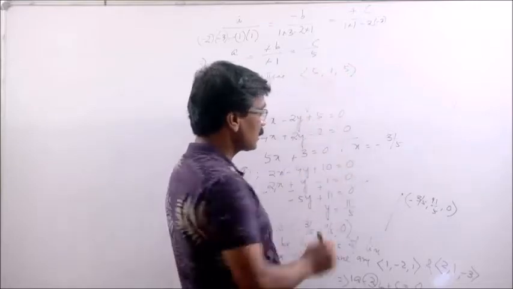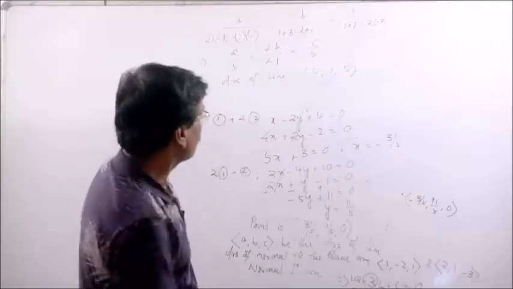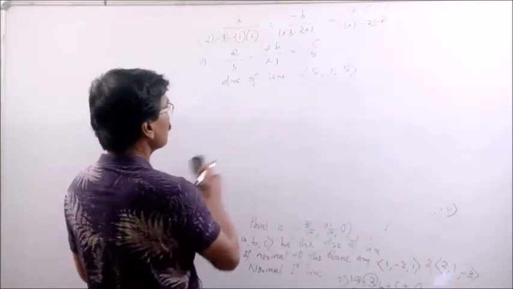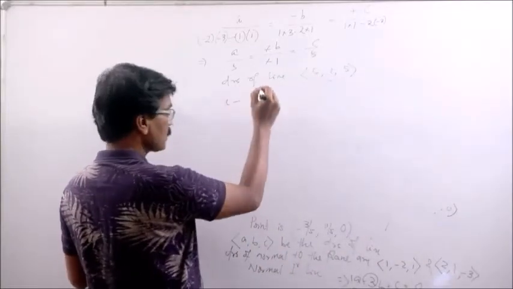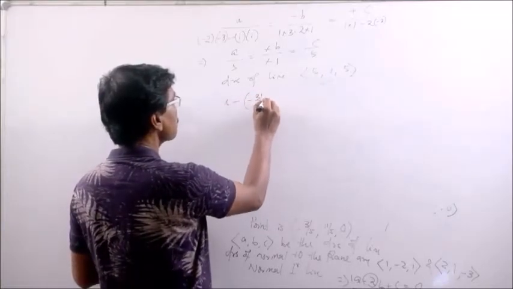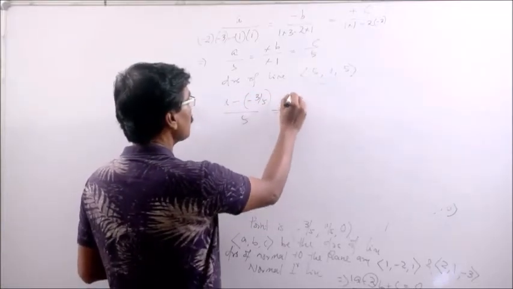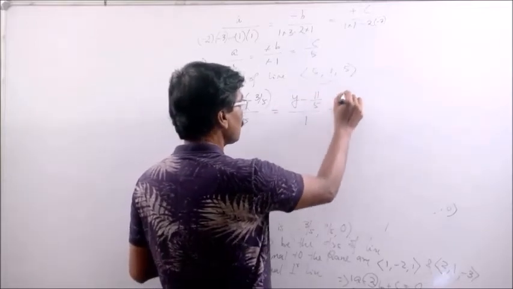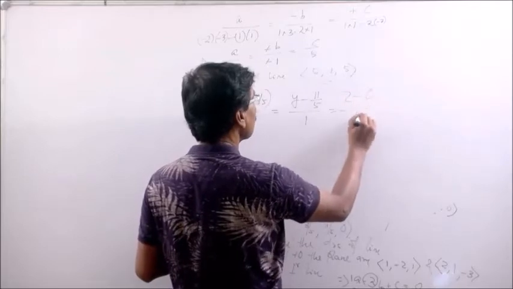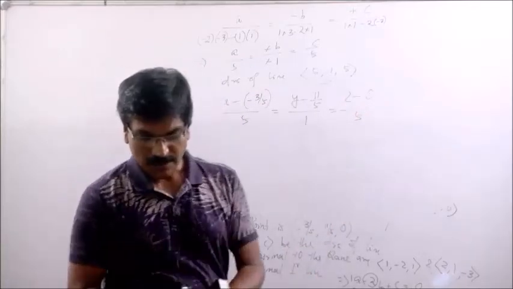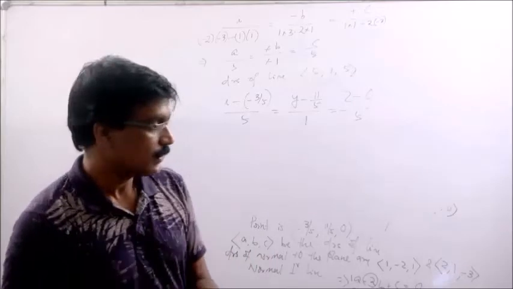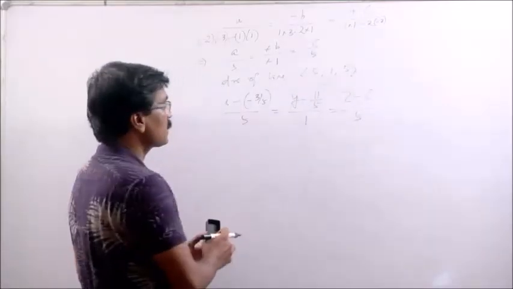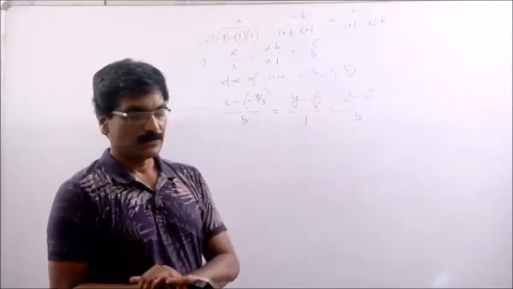So we have the direction ratios and a point. So the equation of the line in symmetric form is (x plus 3 by 5) divided by 5 is equal to (y minus 11 by 5) divided by 1 is equal to (z minus 0) by 5. So this is the symmetric form of equation of line. So this is the Cartesian form of equation of line.